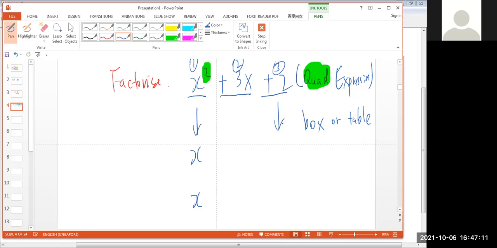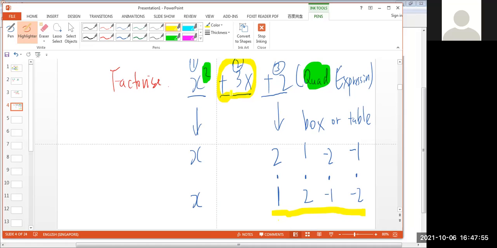Okay, there are a few combinations. You can take 2 times 1, or you can take 1 times 2, right? Or you can even take minus 2 times minus 1, or you can even take minus 1 times minus 2. So far so good. So these are the 4 combinations you can get plus 2. So now we need to ask ourselves, which one of these 4 can actually give us plus 3x?